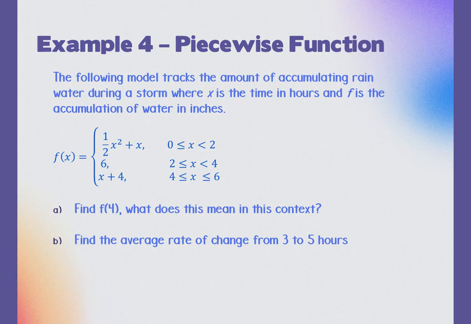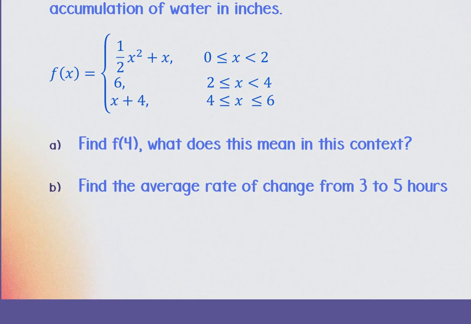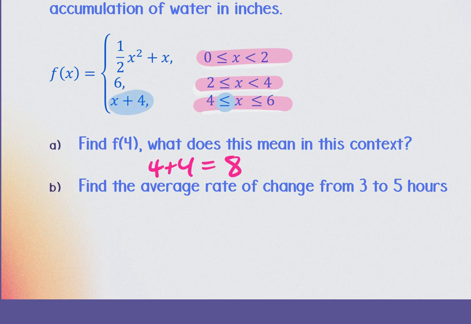Okay, last question in this pulls back in piecewise functions. It says the following model tracks the amount of accumulated rain water during a storm, where X is the time in hours and F is the accumulation of water in inches. And then it gives you a piecewise function. And A says find F of 4. We know how to use the piecewise function? F of 4 means I'm going to figure out which of these 4 falls in. So is 4 between 0 and 2, in between 2 and 4, or 4 to 6? 4 to 6 because it says or equal to here, right? So I know I'm using this model. I'm going to take the 4 and plug it in, and that means 8.